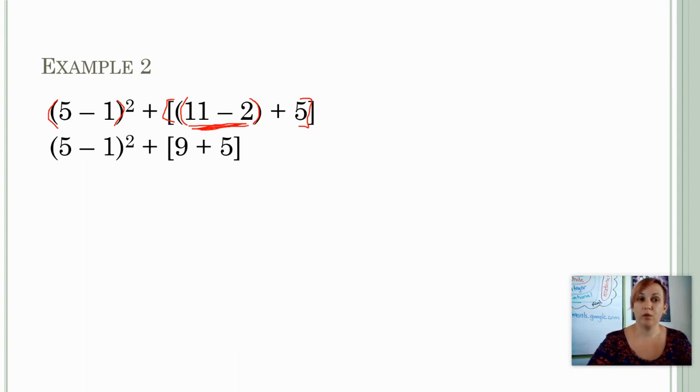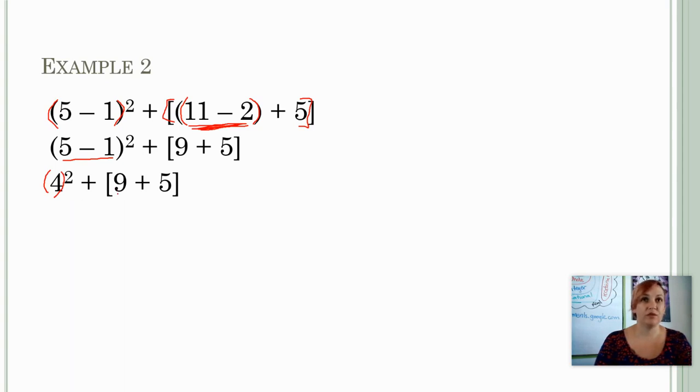Now I'm still working on my parentheses. I'm not quite done yet. So next I need to simplify them down to a single number. The only operations I have left are adding and subtracting. So I'm going to start with the first one that I see, 5 minus 1. Once you've got the parentheses down to a single number, you don't necessarily have to write the parentheses anymore. If you want to, you can, but it's not required.